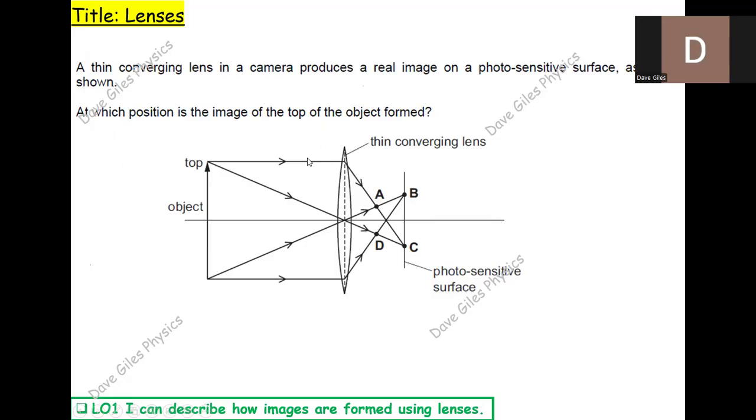A thin converging lens in a camera produces a real image on a photosensitive surface as shown. At which position is the image of the top of the object formed? So the top of the object will go through here, down there, so the answer will be C.